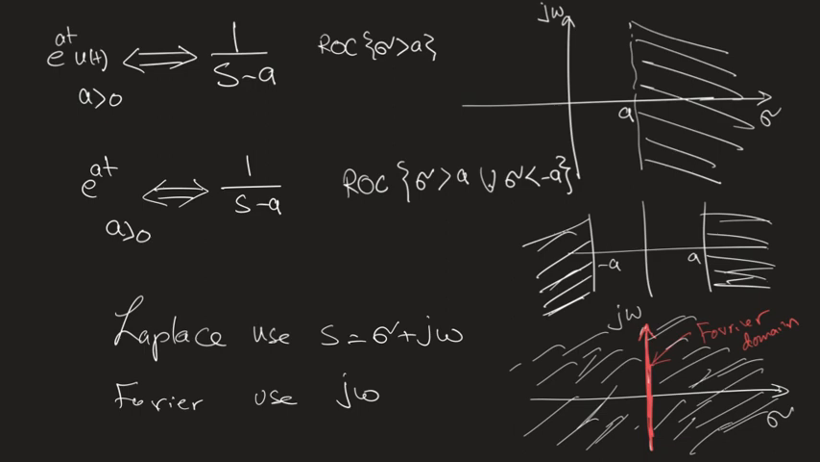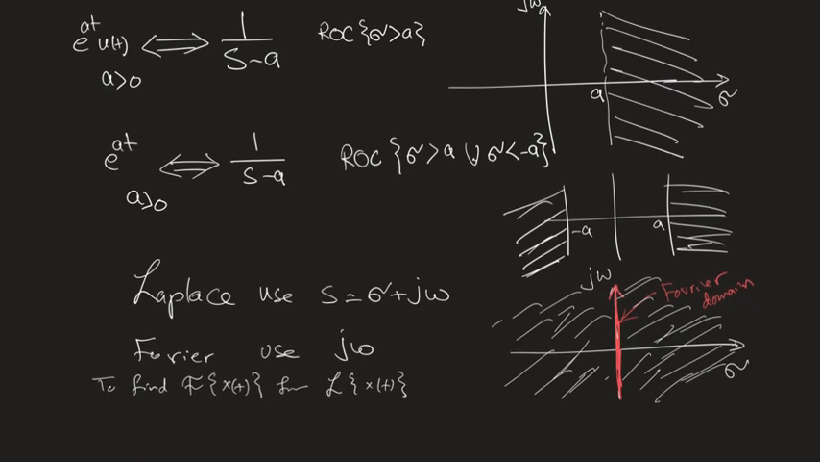And yes, as you said, to find the Fourier of x of t from the Laplace of x of t, simply set S equals j omega in X of s, the Laplace transform of the signal x of t. Just go to that Laplace transform and set S equals j omega.